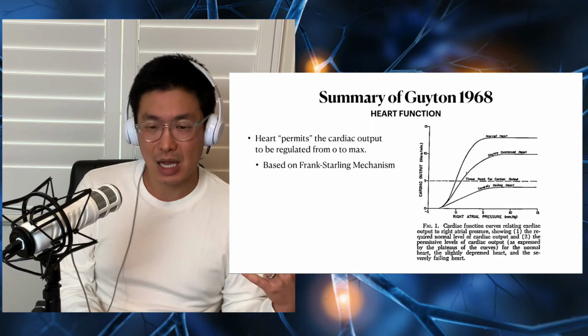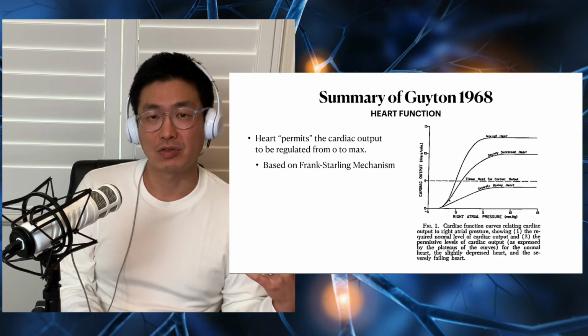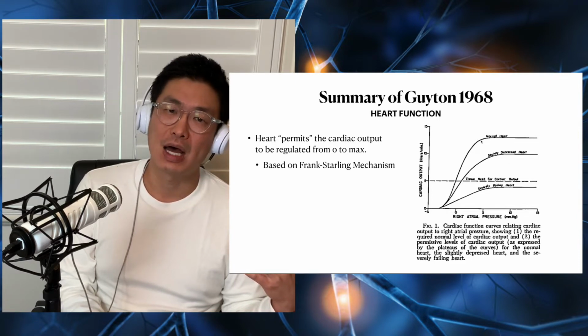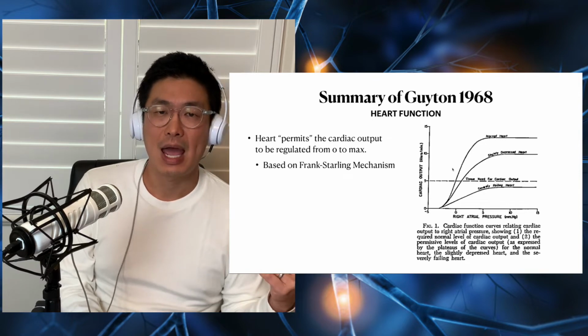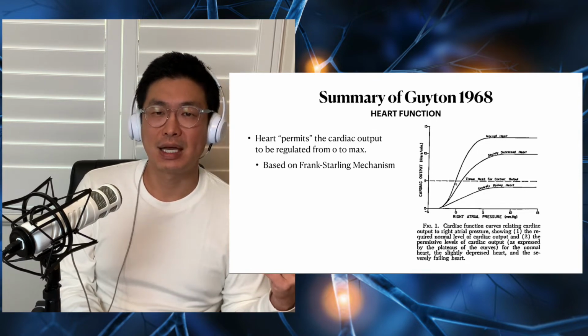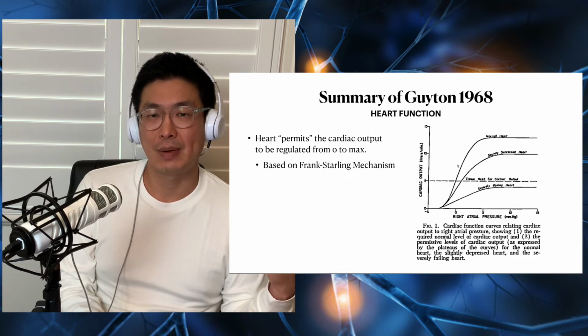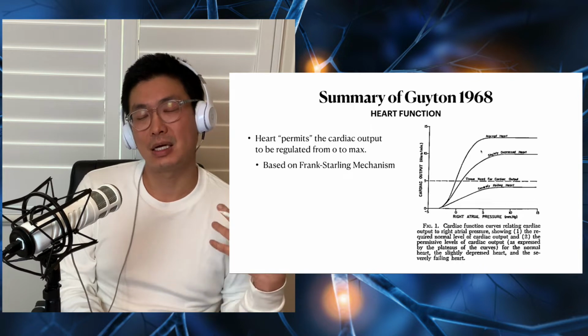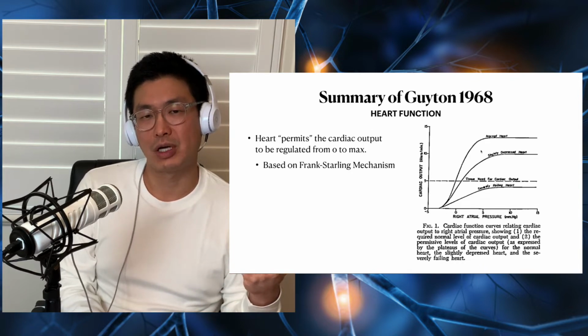So this is the normal heart here, the one up here. So it goes from 0 to about a max of 13 liters per minute. And what the heart does is that it functions around 5, but it permits the heart to change the cardiac output along this line. So it's a permissive function. And that's a concept that Guyton was trying to describe.